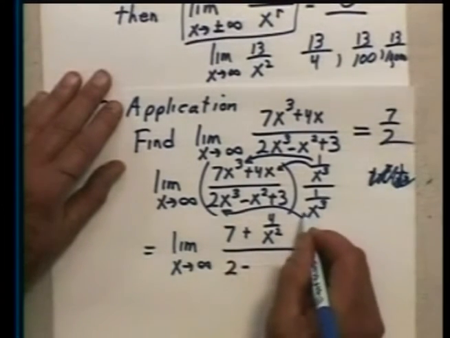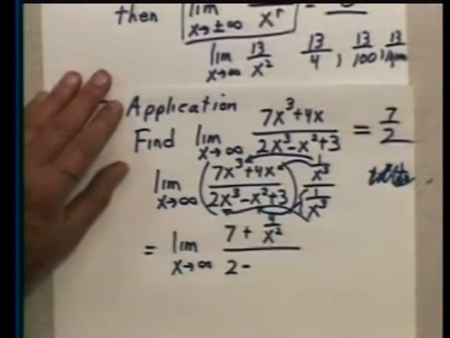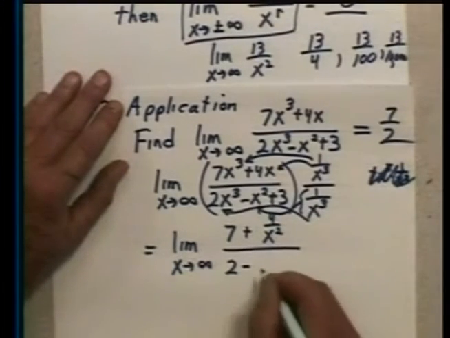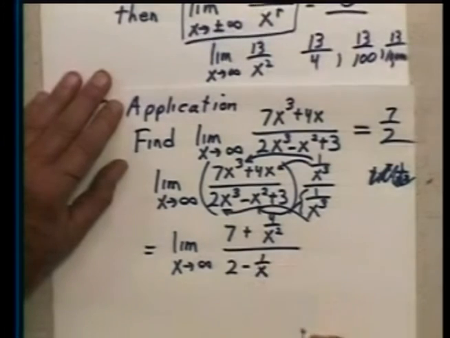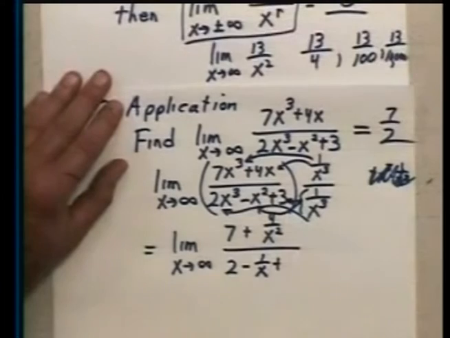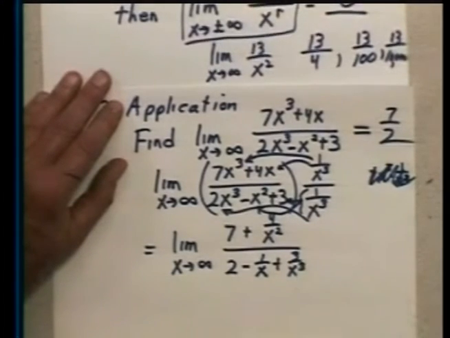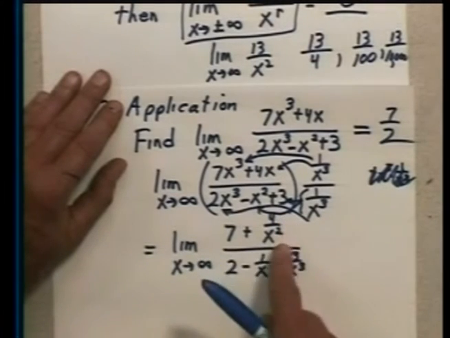Now 1 over x cubed times minus x squared. Negative 1 over x. Okay, now I feel a lot better. Finally, times 3. Now, by doing that, do you notice I've got a lot of situations where I have a constant over a power of x?